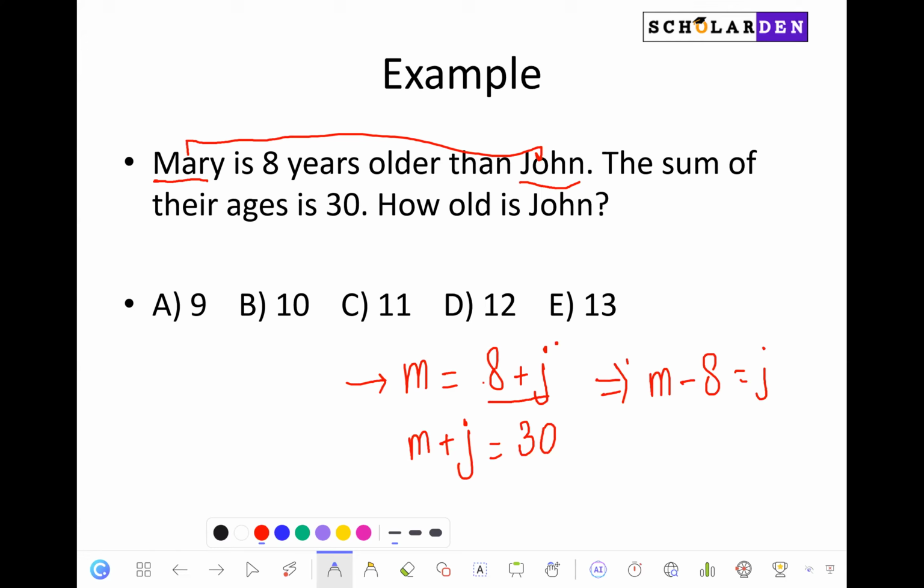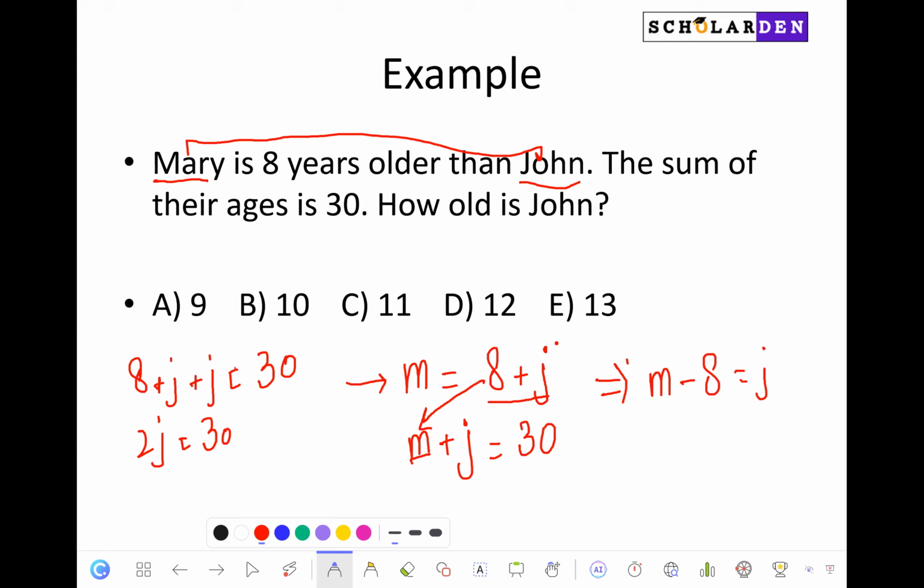And if we plug in this value over here, we're going to have a single expression that looks like 8 plus J plus J is equal to 30. So now we have one expression in one variable. The only variable involved is J. So now what do we get? Let's take the constants to the other side and keep the variables on one side. If we add J and J, we get 2J. And then we take 8 to the other side.